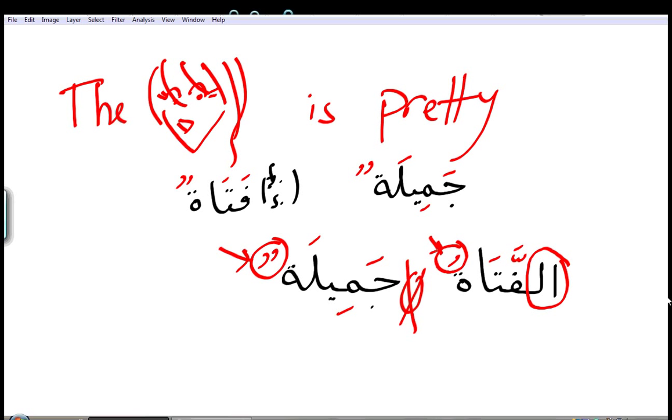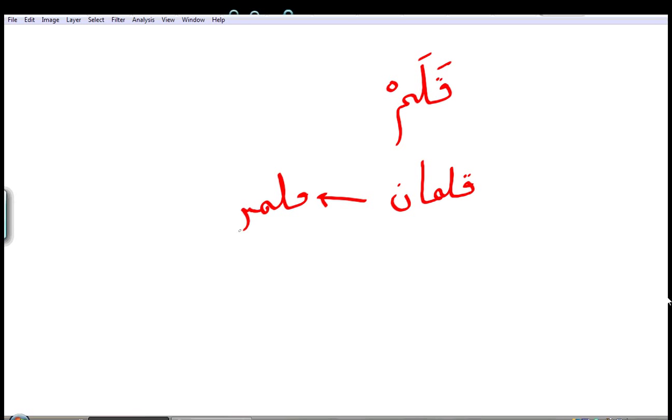Okay, now why do I say the equivalent of ضمة? Because in Arabic we have the form of a dual. So if I want to say, for example, we have the word qalam, which means a pen. It is just one pen. Two pens are qalaman or qalamain.